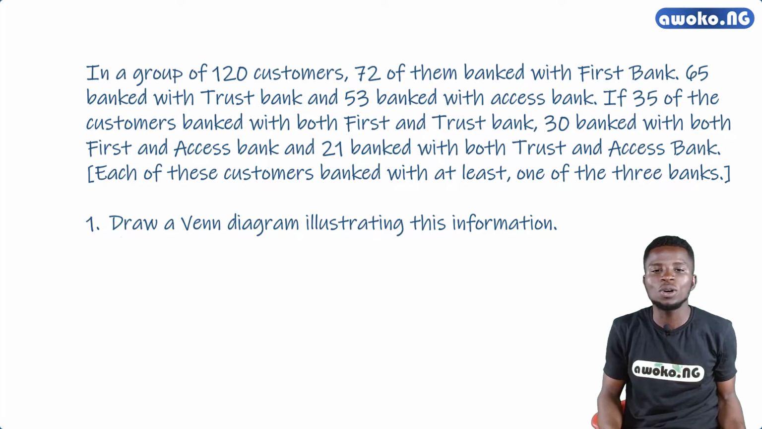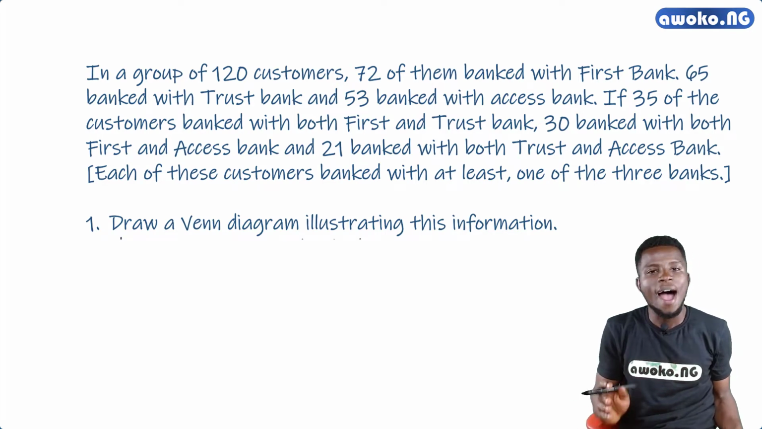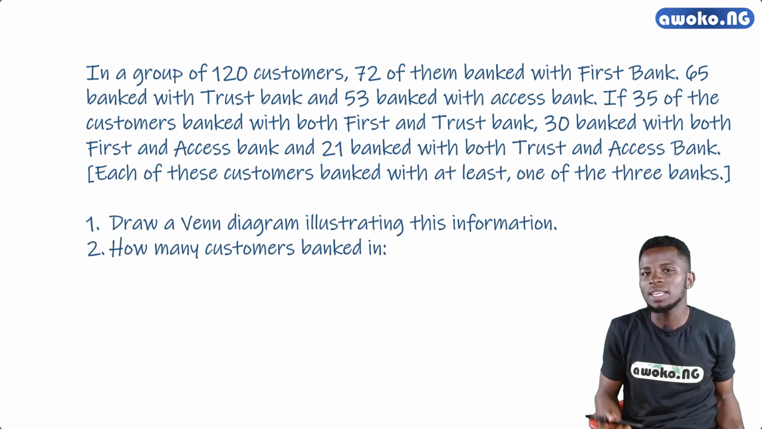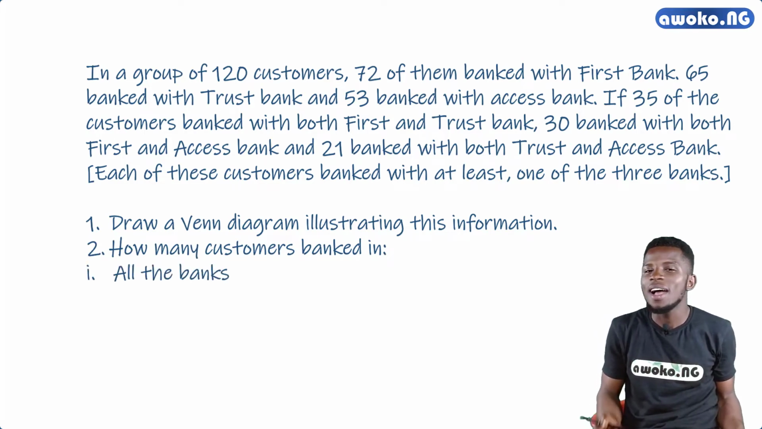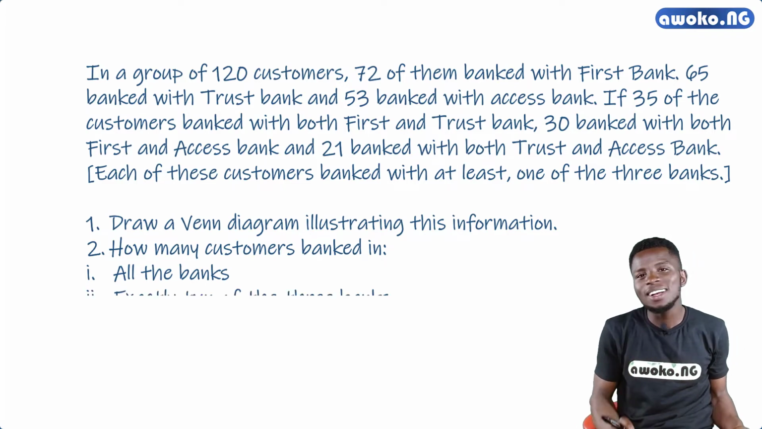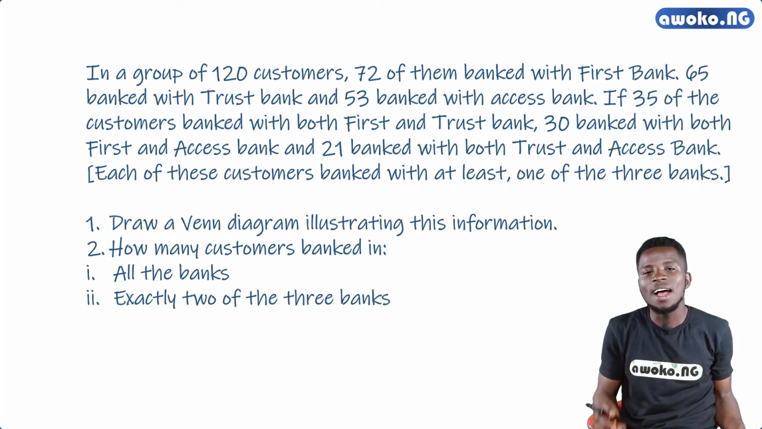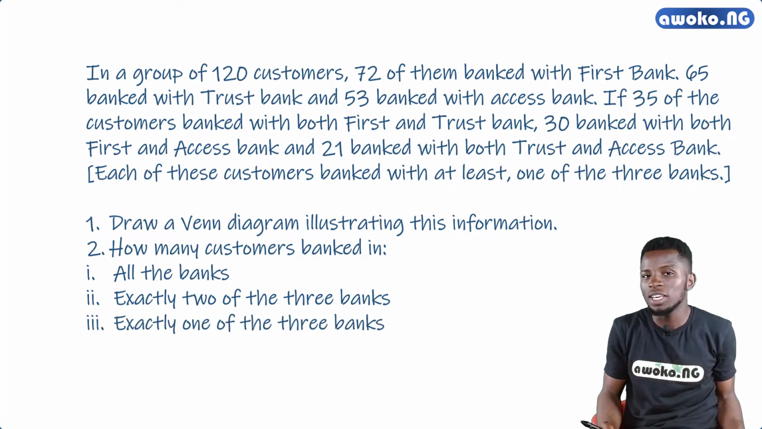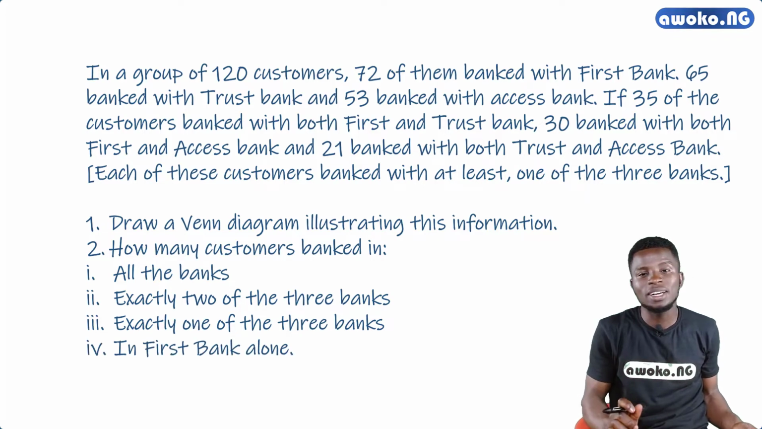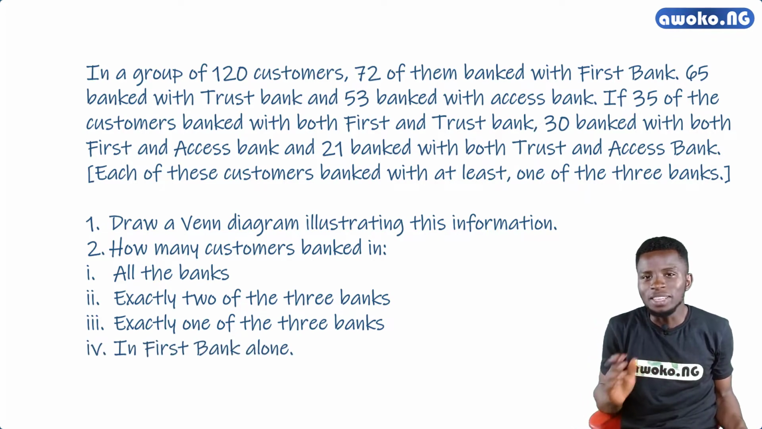And the second part of the question is, how many customers banked in: one, all the banks; two, exactly two of the three banks; three, exactly one of the three banks. And the fourth question is, in First Bank alone. This is the problem we are faced with.